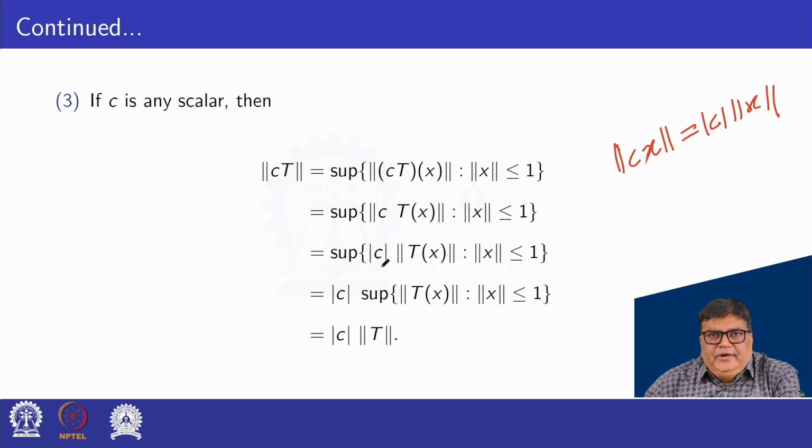Here C is free from x, so we can write it out of the supremum, that is mod C times the supremum of norm Tx such that norm x is less than or equal to 1. As per the assumption, the supremum of norm Tx such that norm x is less than or equal to 1 is norm T. So here norm CT is equal to mod C norm T. Third condition is also satisfied.